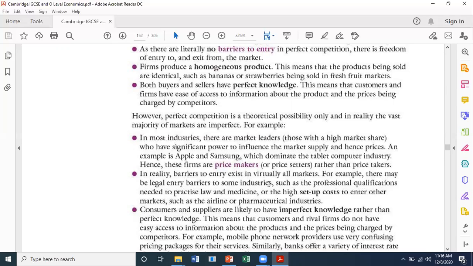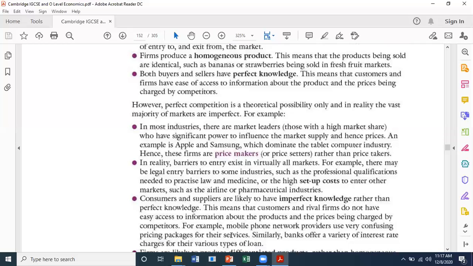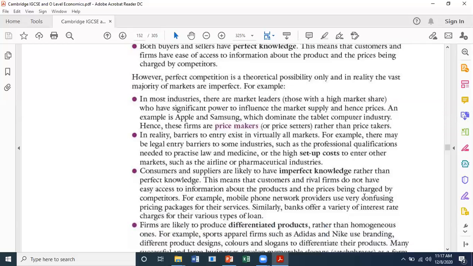So barriers to entry exist in all markets. Whoever comes in, competitors give a hard time to the one, either by having more competition, more marketing, or by reducing the prices. Consumers and suppliers are likely to have imperfect knowledge rather than perfect knowledge. This means that customers and rival firms do not have easy access to information about the products and the prices being charged by competitors.